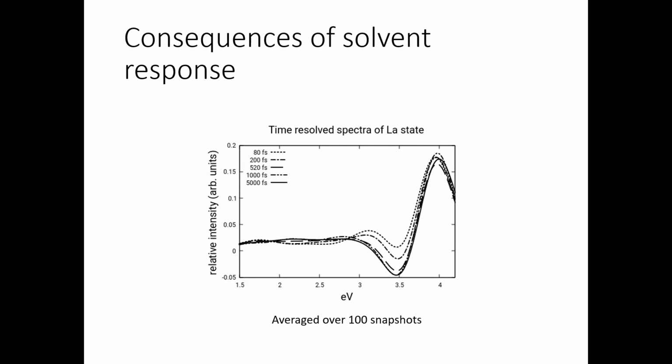And what are the consequences of the solvent response on the transient spectra? We want to see if it is affecting them. I computed the transient spectra. Again, these are over 100 snapshots for every time slice, so this is really an ensemble average.